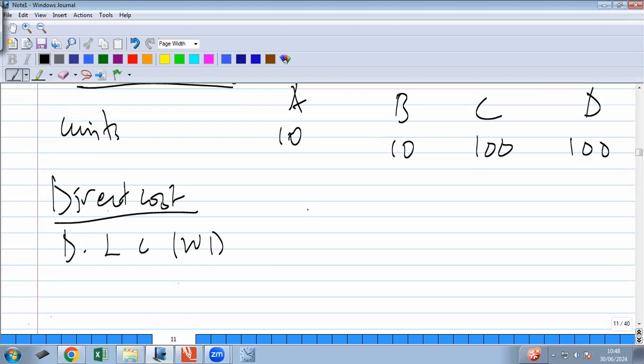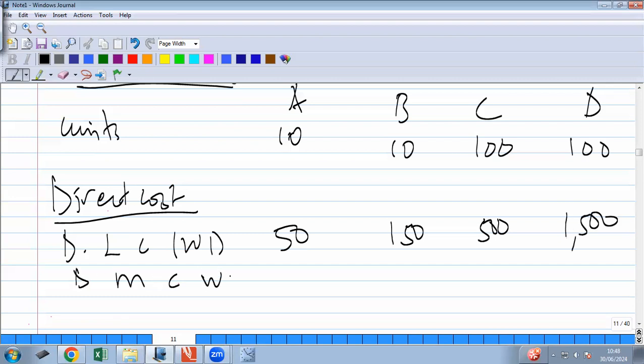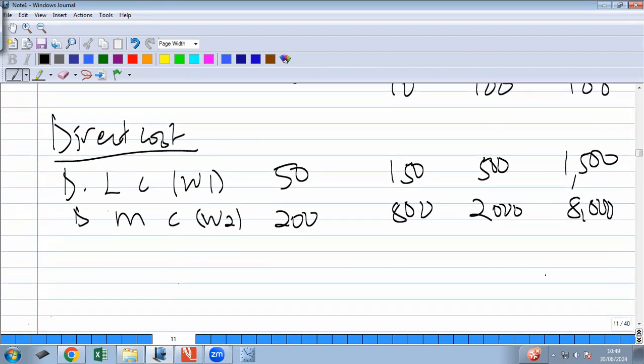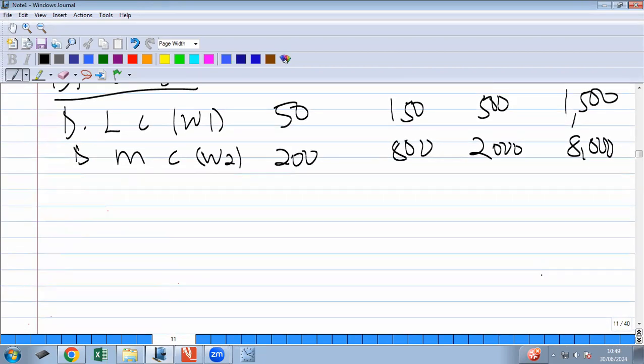Give me the figures for the total labor cost: 50, 150, 500, 1,500. Then direct material cost was working number 2. What were the figures? 200, 800, 2,000, 8,000. Maintain the workings the way they are; the examiner will sort themselves. But our problem is now on overheads.